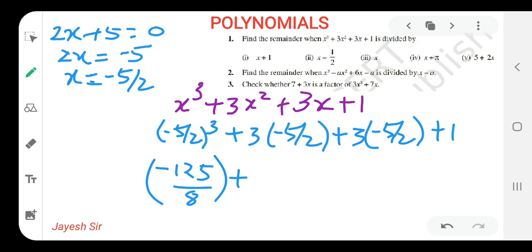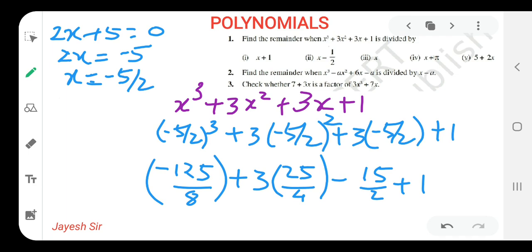Now what we are supposed to do? 3 into minus 5 by 2 square. Here square is there. So minus minus, first thing minus sign will become plus sign. So 5 square is 25 and 2 square is 4. Now what we are supposed to do? Minus plus. That means sign would be minus. We have to just multiply minus 15 upon 2 plus 1. Again we are getting the same digits in the denominator, friends.